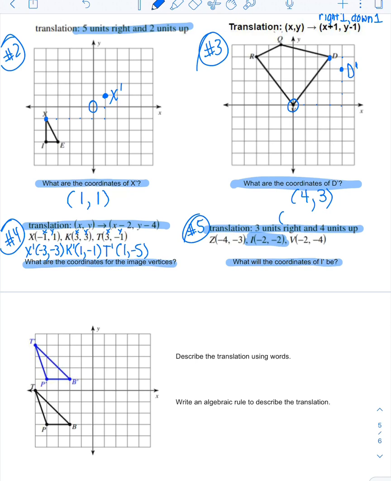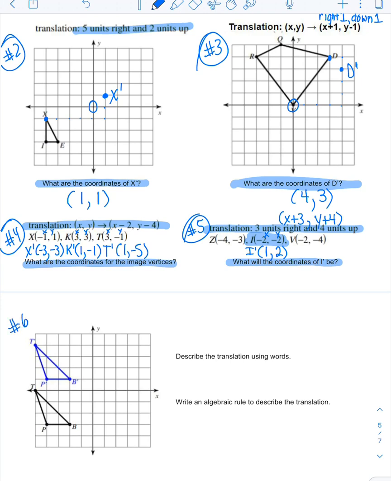So I'm going to write my algebraic rule. 3 units to the right. Remember, x is left or right, and to the right is positive. So x plus 3. 4 units up, well, y is up or down, and up is positive, so y plus 4. Now I can use that to find my coordinates for I prime. So for I prime, let's do x, -2 plus 3 is going to give us 1. Now let's find y. -2 plus 4 gives us positive 2. So the coordinates of I prime are 1, 2.